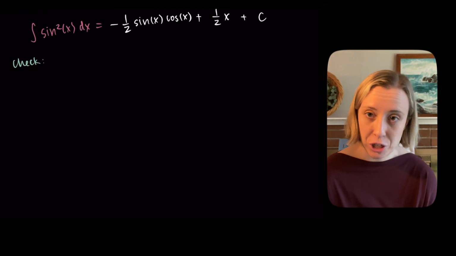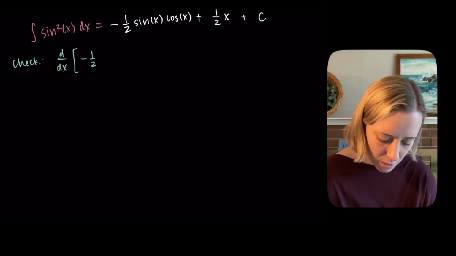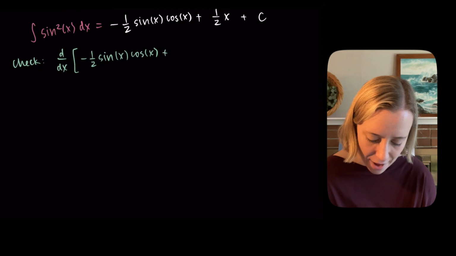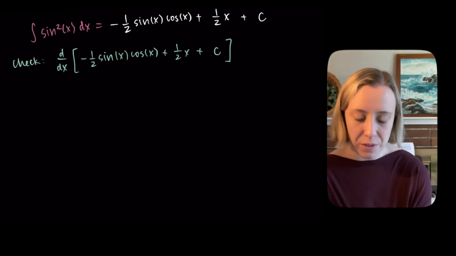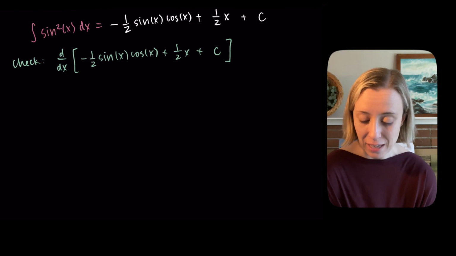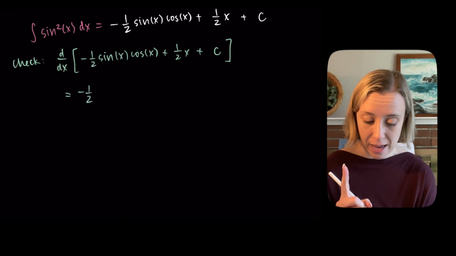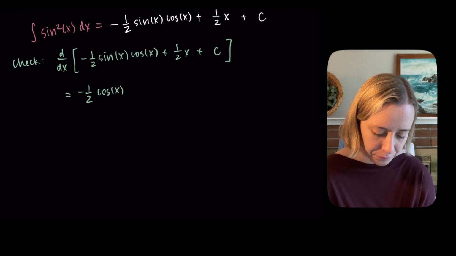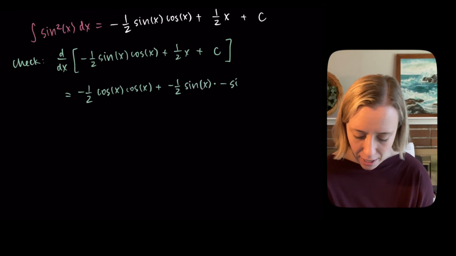We're going to take our solution and find its derivative to make sure that we end up back at sine squared. So I'm taking the derivative of negative 1/2 sine x cosine x plus 1/2 x plus c. And similar to every other time we've done a problem with integration by parts in this video, we're going to be doing a product rule in our derivative. So we have sine times cosine. To take that derivative, let's do the derivative of sine first. Derivative of sine is cosine. Then we add it to the other way around. So we leave sine and we take the derivative of cosine, which is negative sine.